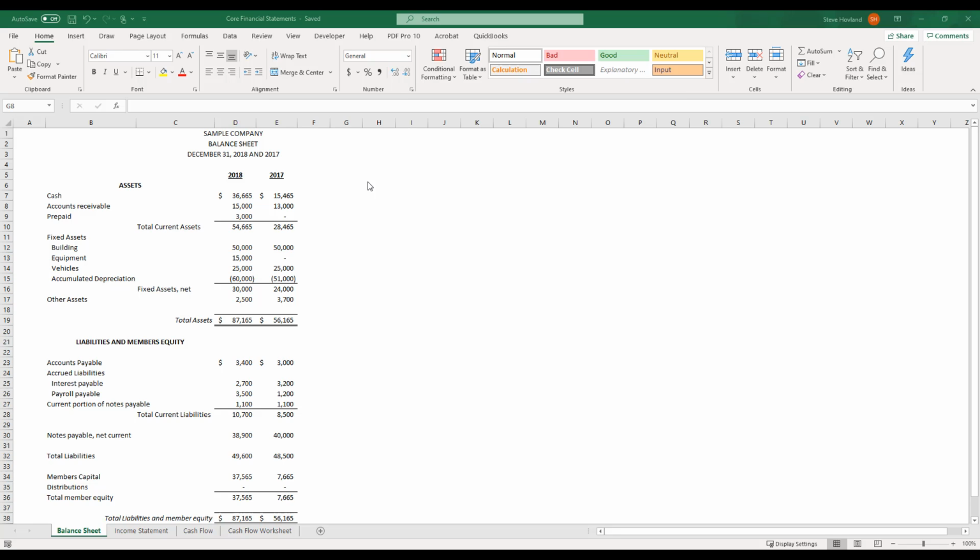Okay, so here we are on the template for the core financial statements, and each of these tabs is going to have the respective statements. And the beauty of all this is all these respective statements are linked back and forth, and I'll show that to you when I start changing some numbers, and you kind of see how things change.